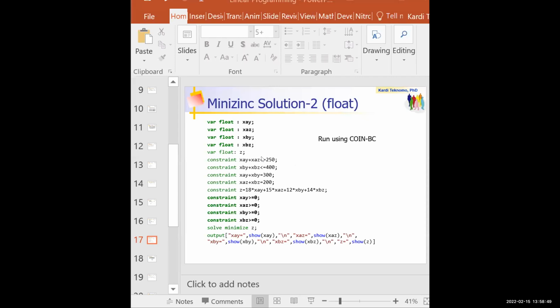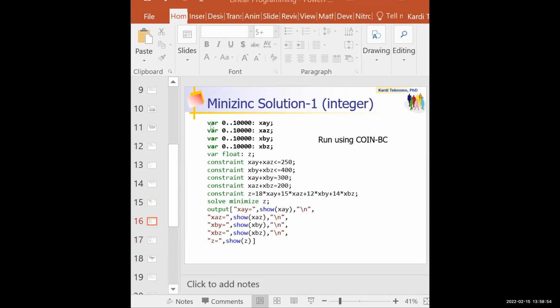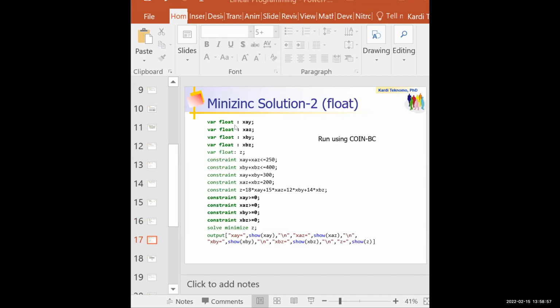Similarly, instead of integer, you can also use floating point. So you can see it is exactly the same, except earlier we defined it as integer here. Now we define it as float. Again, you just copy and paste and run.